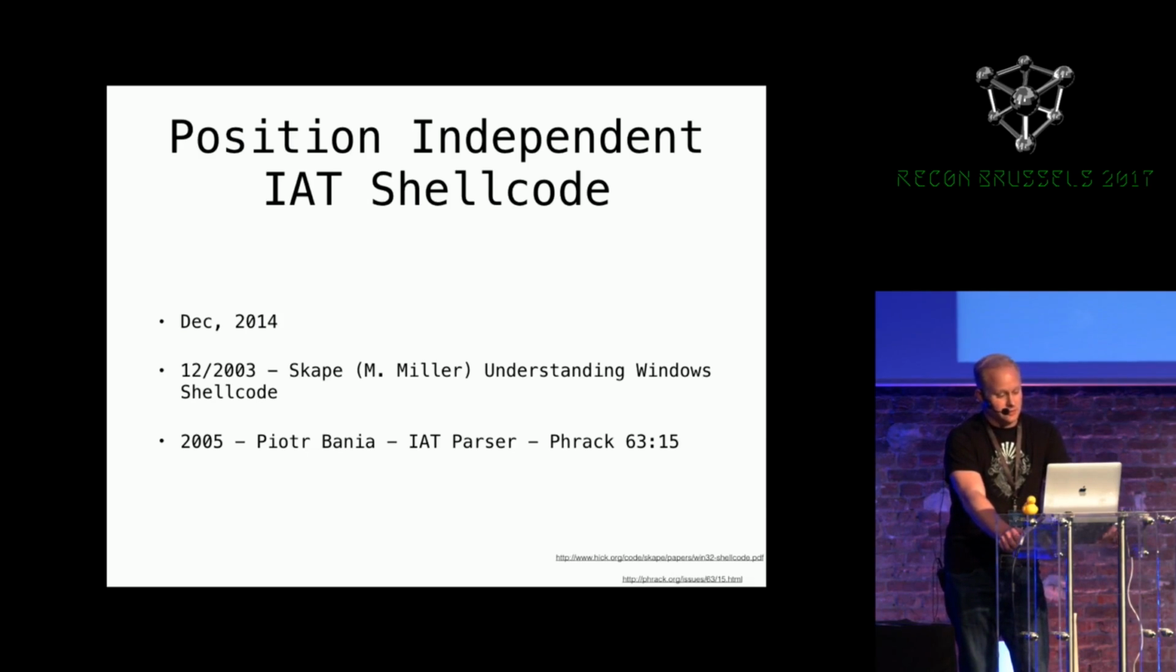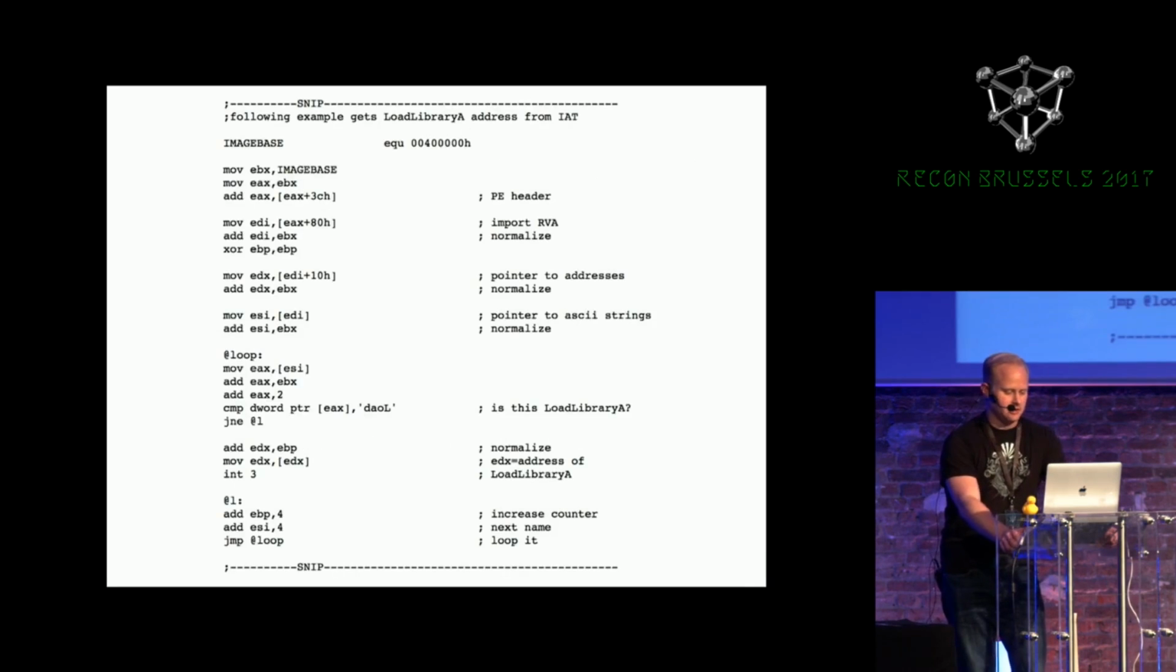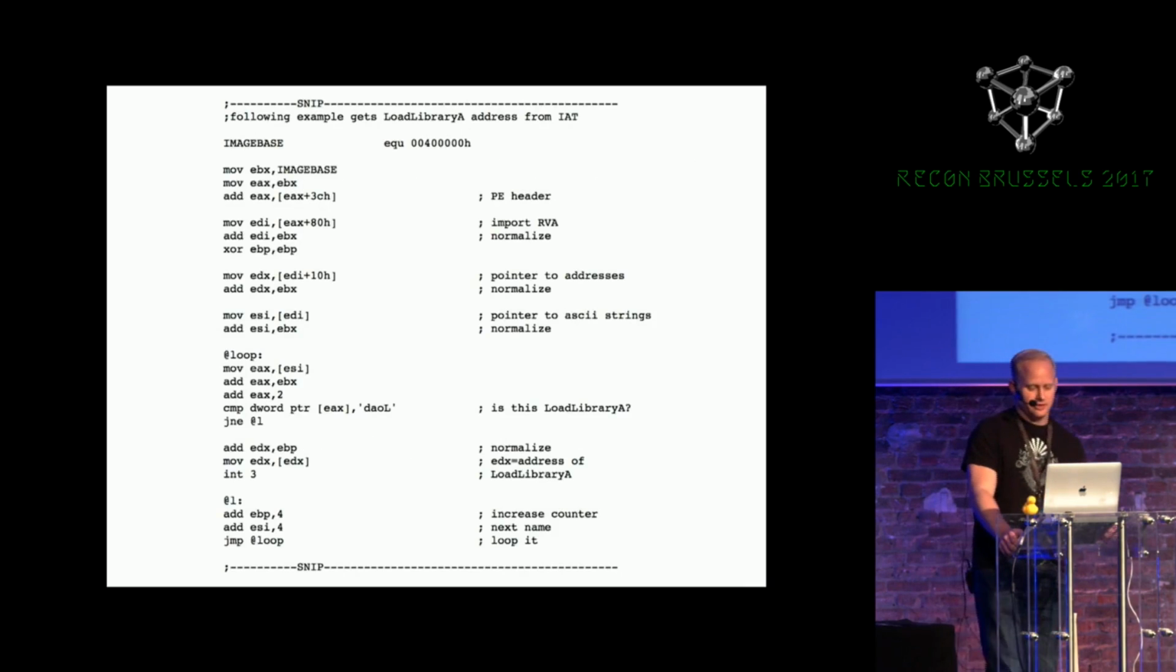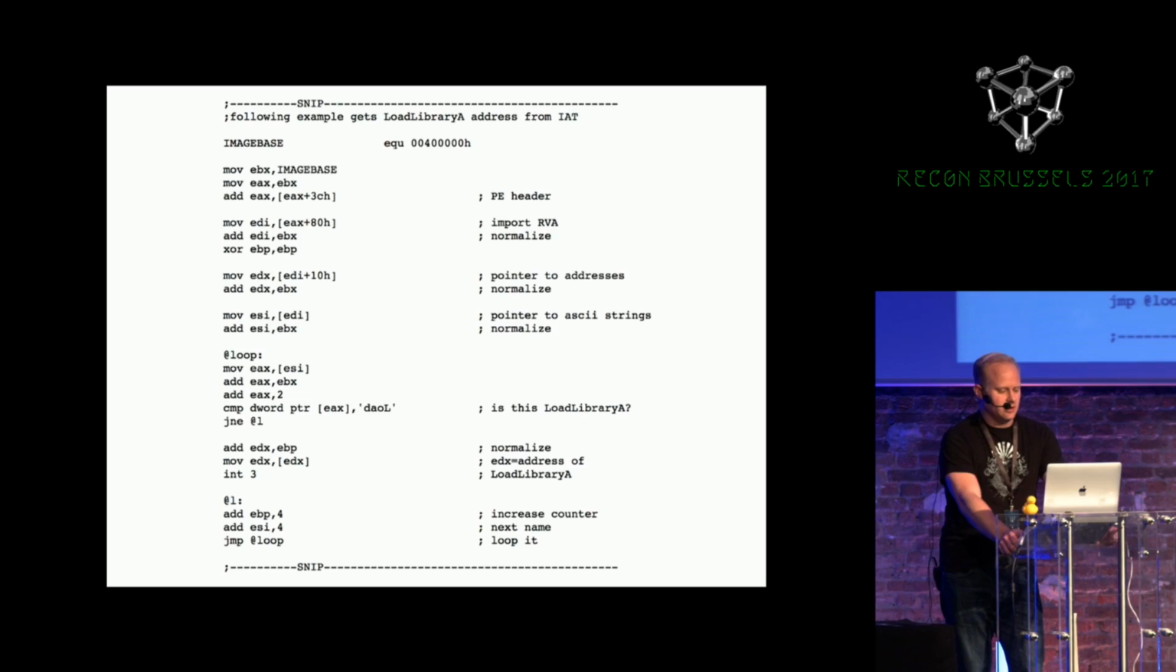And then there was Piotr. I mean, this guy has done a lot of work. It's pretty amazing. Same Phrack article. He talks about an import address table parser, and that was enough to get me started. And here's the actual code. I don't know what operating system this is for. I think it might have been XP Service Pack 1 or 2. But it got my head going where I could understand what I wanted to do.